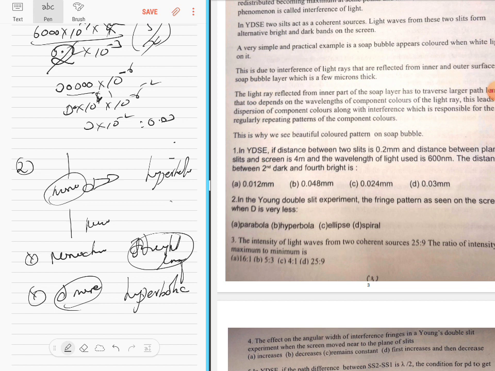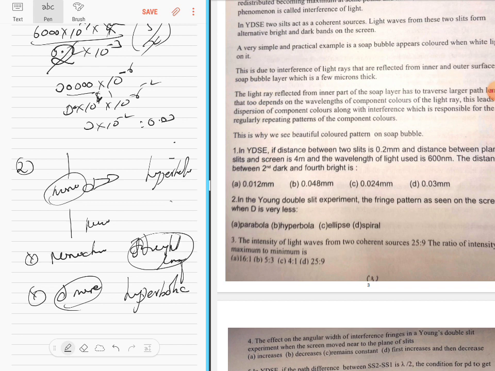And you know that if the wavelength of the light is smaller, then the fringes will be narrow. The narrowness or width is not the shape, right? The shape is determined only by the slit width. I hope you understood. So it's either parabolic or a straight line. We can do more questions on that, but I'll come back to you later.